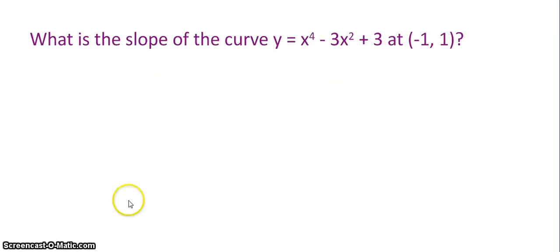Nice. Moving on. What is the slope of the curve y equals x to the fourth minus 3x squared plus 3 at negative 1, 1? Pause the video, find that, unpause when you are ready to check your work.